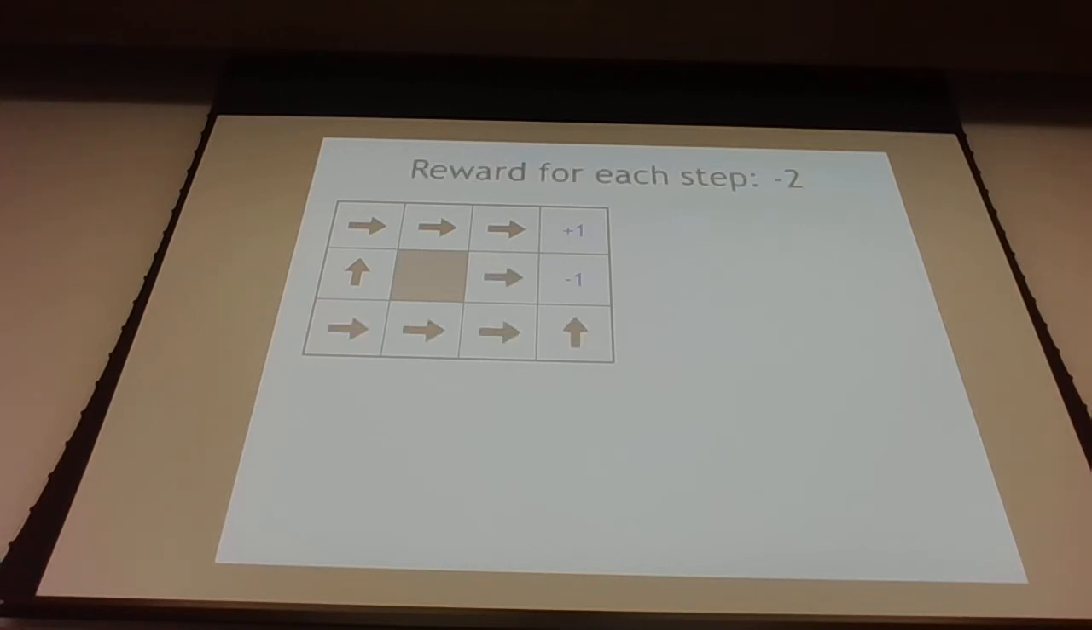So if you see that this arrow changed to the right, that doesn't mean you always take the right step. It means that 80% of the time you take the right step, but 10% of the time you could have taken up also.